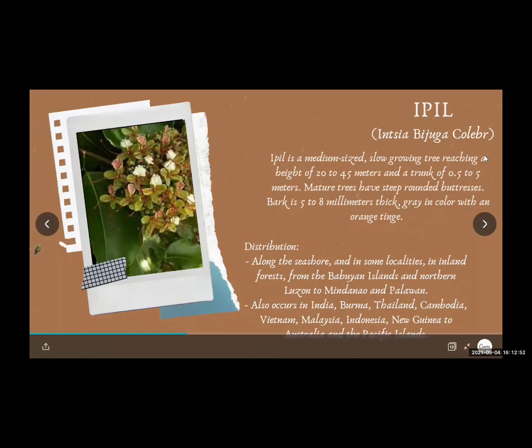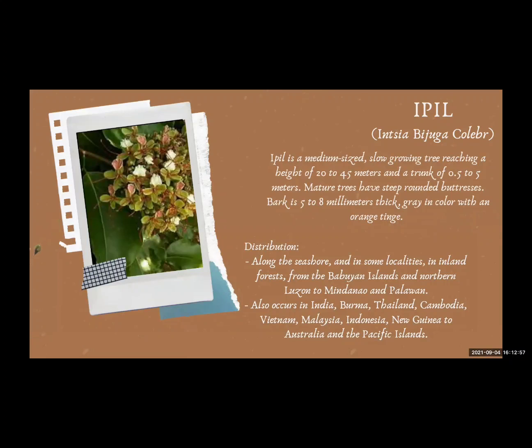Next is the Intsia bijuga, also known as ipil. Ipil is a medium-sized, slow-growing tree reaching a height of 20 to 45 meters and a trunk of 0.5 to 5 meters. Mature trees have steep, rounded buttresses. Bark is 5 to 8 millimeters thick, gray in color with an orange tinge.